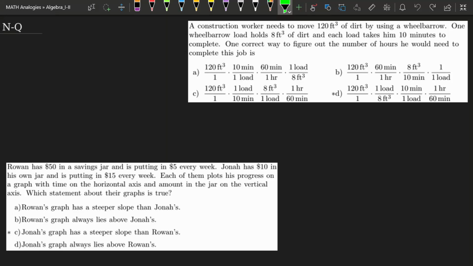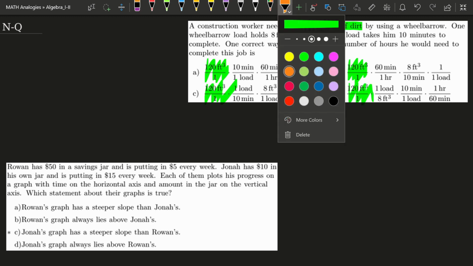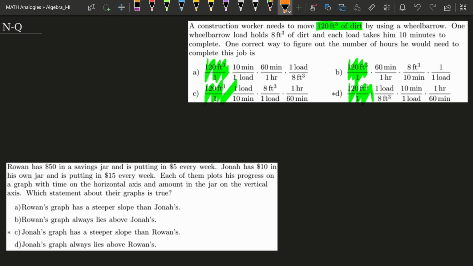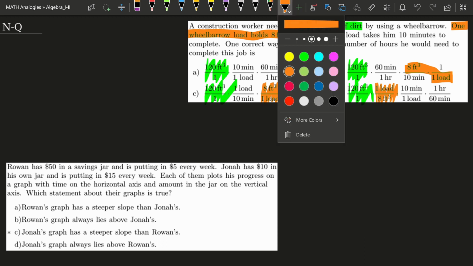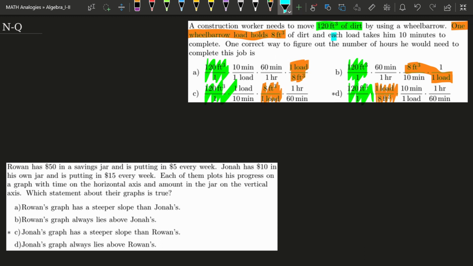A construction worker needs to move 120 cubic feet of dirt by using a wheelbarrow. Now, the wheelbarrow, we know, actually holds 8 cubic feet of dirt. So one load is 8 cubic feet of dirt. So I suppose these are the matches there. And each load, we know, takes him 10 minutes to complete. So one load would be 10 minutes.